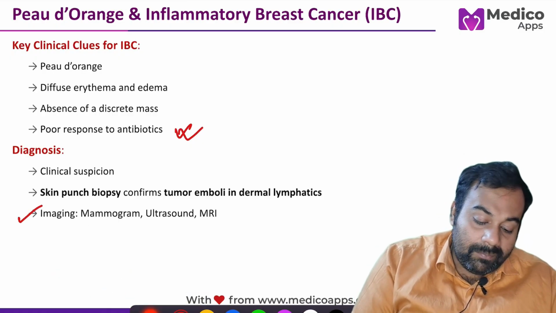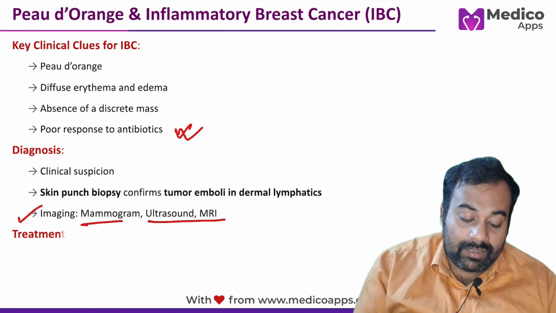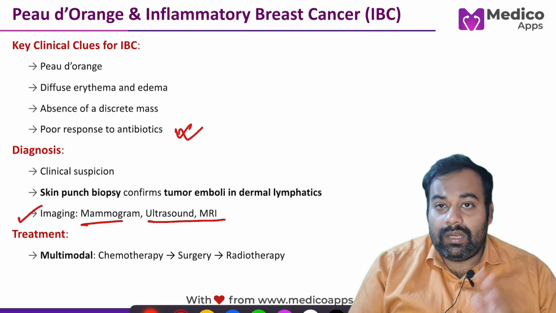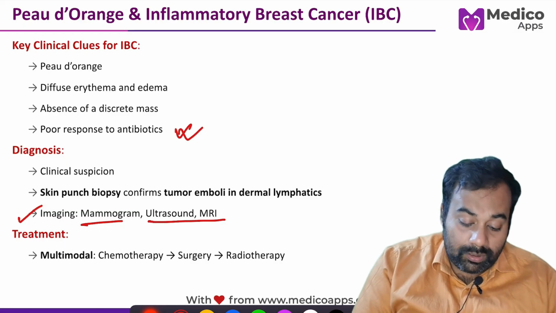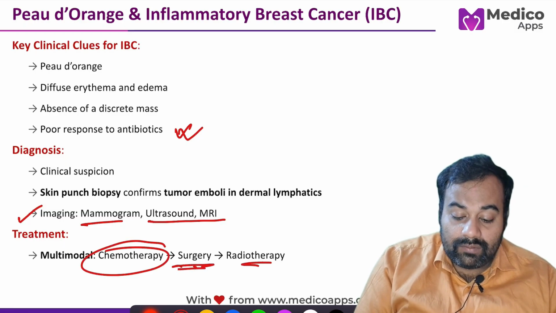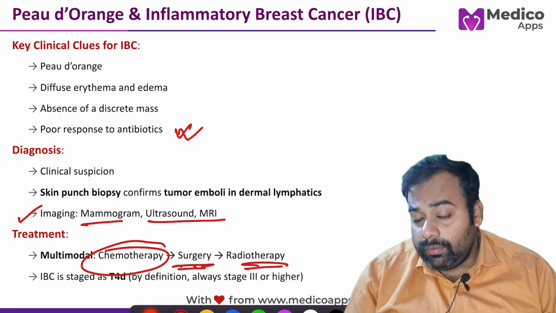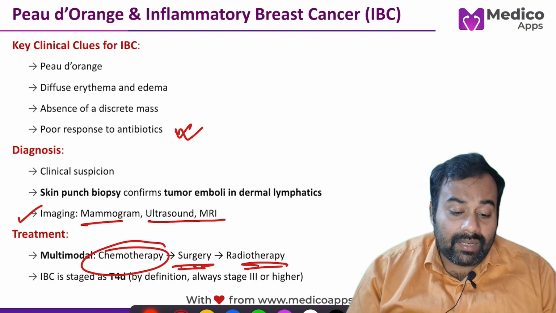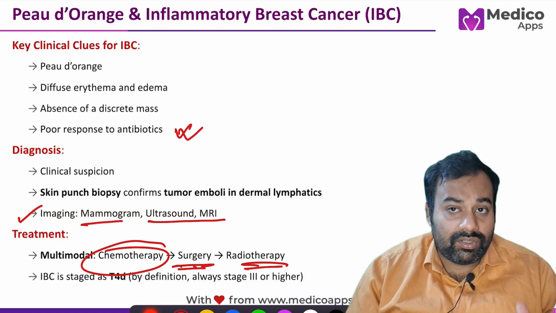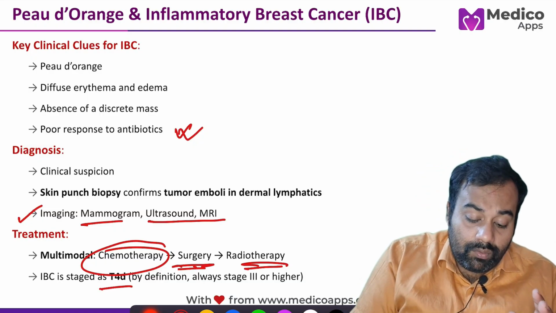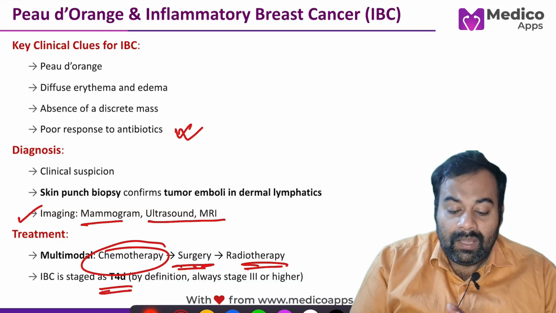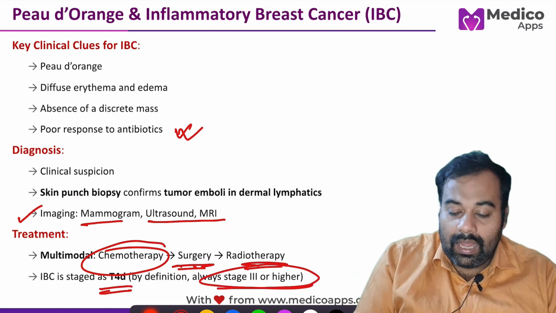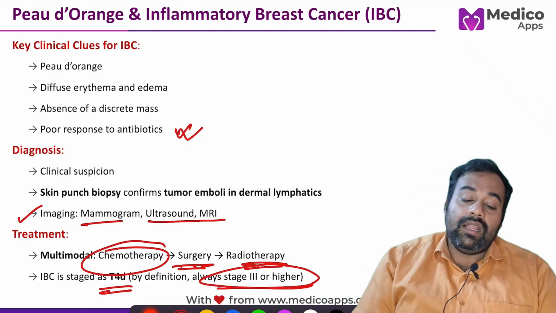You can also go for mammography, ultrasound, and MRI in such cases. Treatment always starts with multimodality. It starts with chemotherapy, followed by surgery, and followed by radiotherapy, although the overall prognosis of the patient is very bad. Inflammatory breast cancers are staged as stage 4D. Okay, by definition, it's always stage 3 or higher, right?